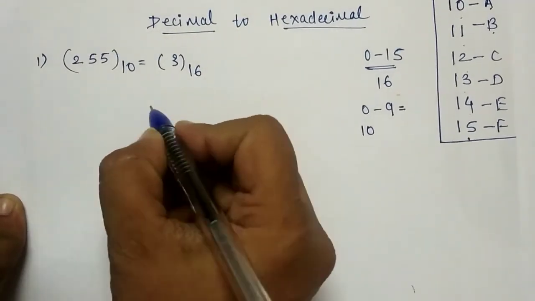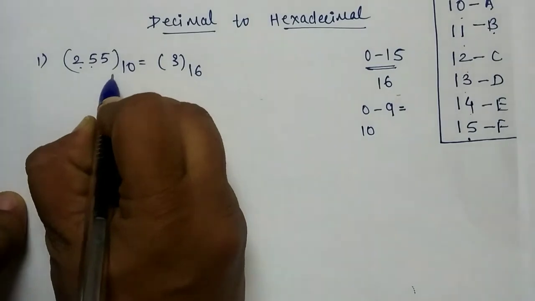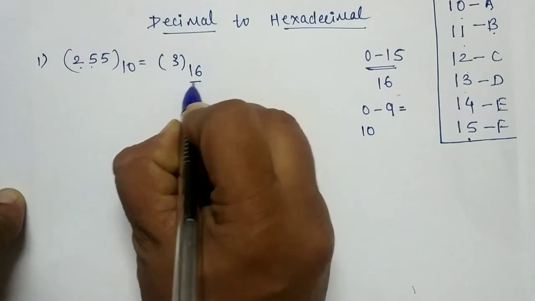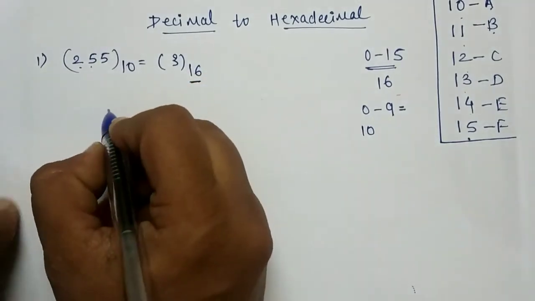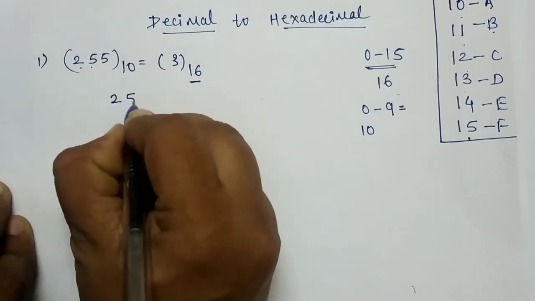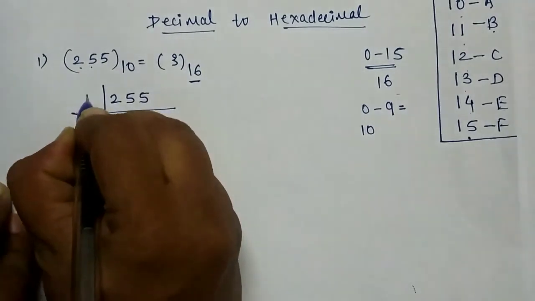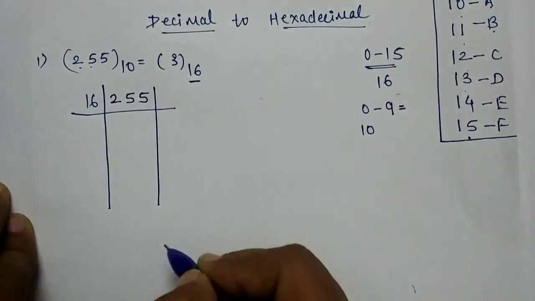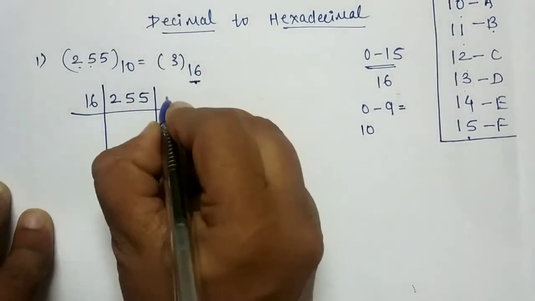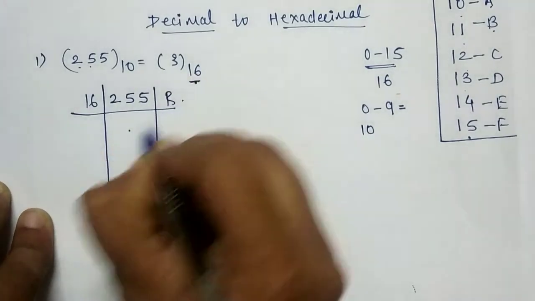So we have to consider one example. We have considered here 255 as the given decimal number. We have to convert this decimal number into the hexadecimal number system. So we have to use the double dabble method here. 255, we are going to divide this by 16. Why 16? Because the base of the number system is 16. Okay. So we are going to write down the quotient here and the remainder here.